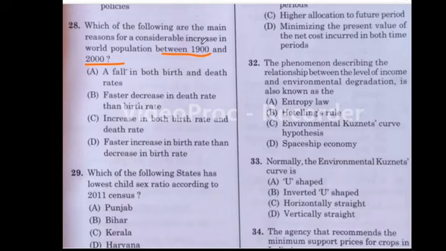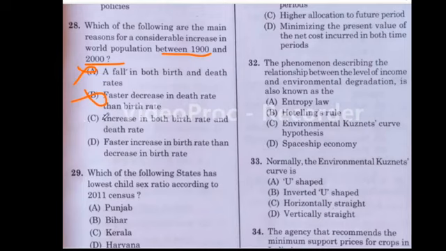Yes, considerable increase in world population between 1900 and 2000. Fall in both birth and death rate? No, this is not the correct answer. Faster decrease in death rate, increase in world population? So this is also not correct. Increase in both birth and death rate; faster increase in birth rate than decrease in the birth rate.